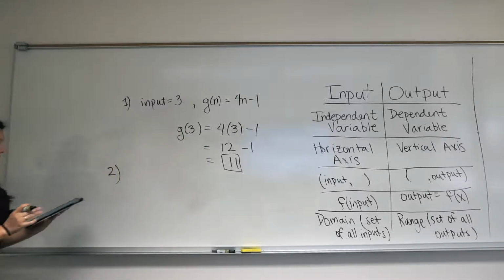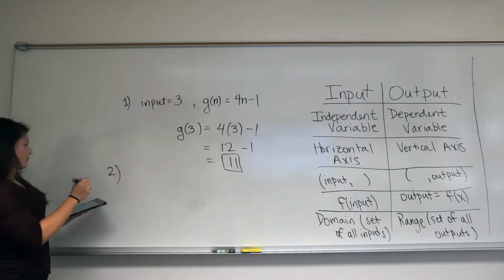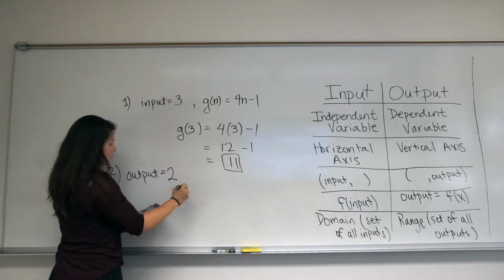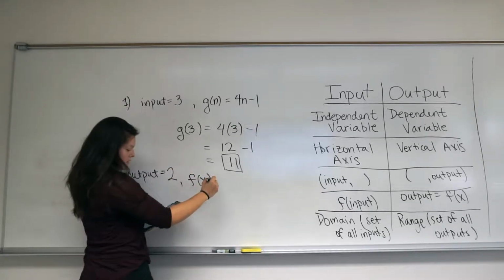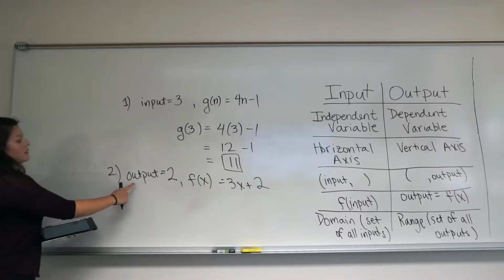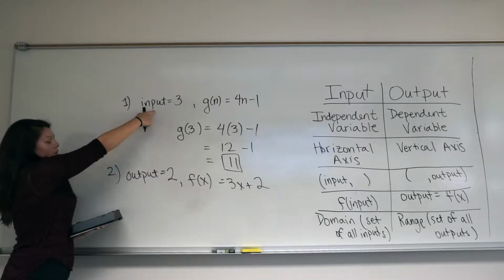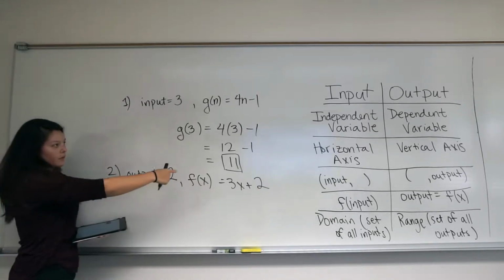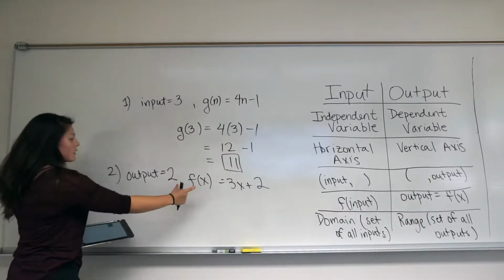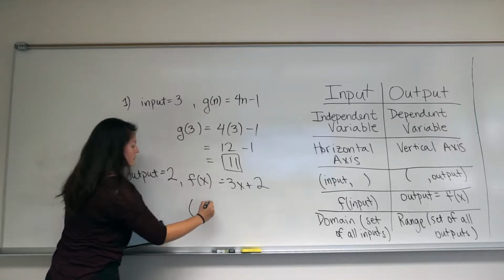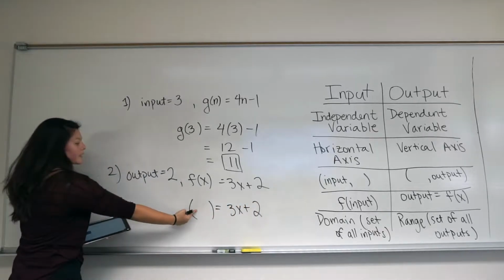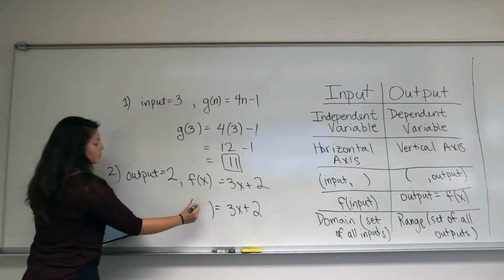Let's take a look at another example. So let's say we have the output equals 2, and I give you the function f of x equals 3x plus 2. So now, in the first example, we were given the input, but now we're given the output. And remember, in this list, we said the output was your f of x. So looking here, my output, I put parentheses where f of x is.